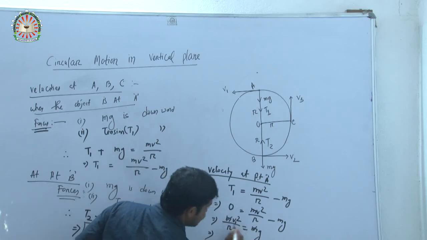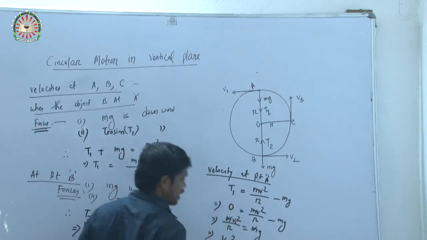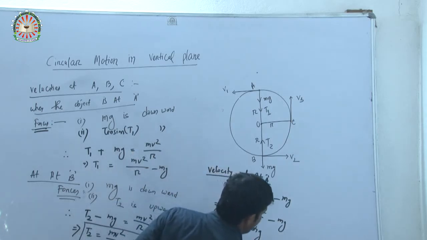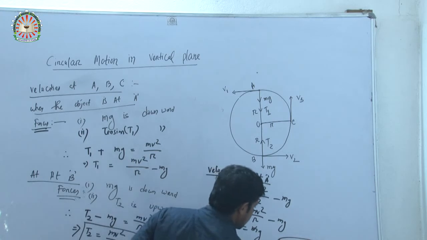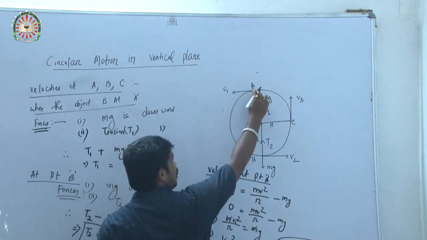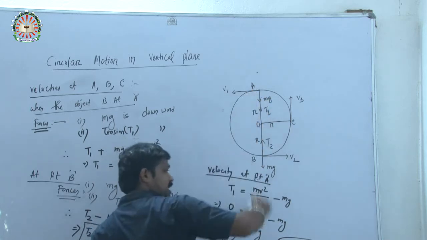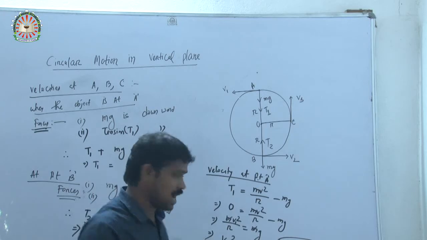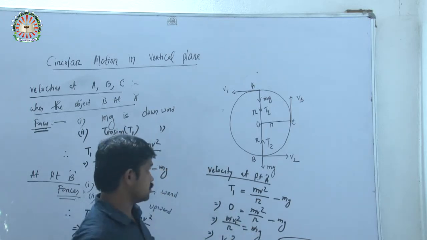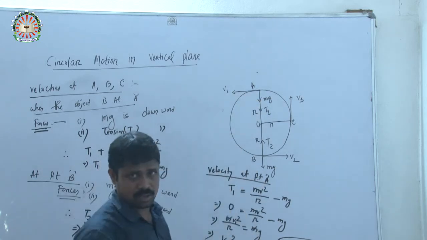This is your v1, so let us put it here: v1. That means v1 square is equal to rg, so v1 is equal to root over rg. Clear? So this velocity should be maintained by the object at point A, so that the string does not become slack. This is my minimum velocity, so that the string does not slack down. So this velocity, root over rg, should be maintained at point A.